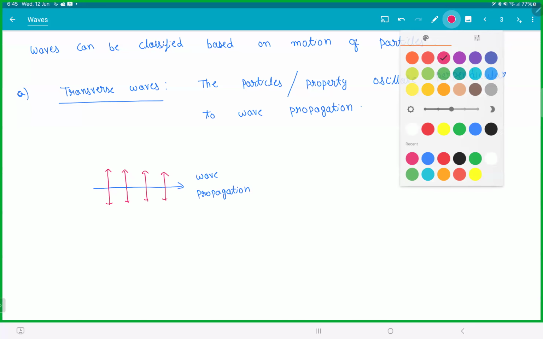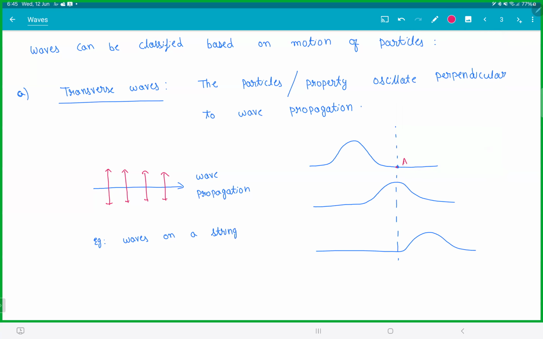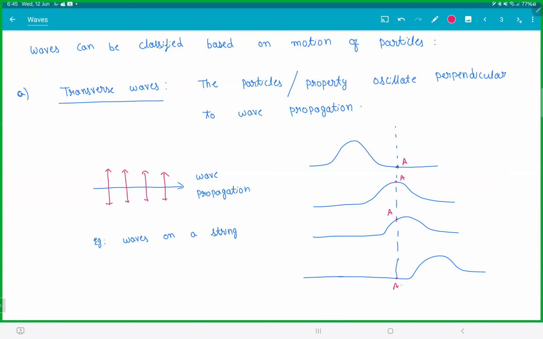The best example, waves on a string. So this point which is there, A, so you can clearly see here, this point A was here, then the point A went up. Let me draw one more. And finally gone. So if you look at the particle A, the wave is going forward, but the particle A goes only up and down. This is what I was saying. The disturbance is going forward, but the particles are oscillating up and down.